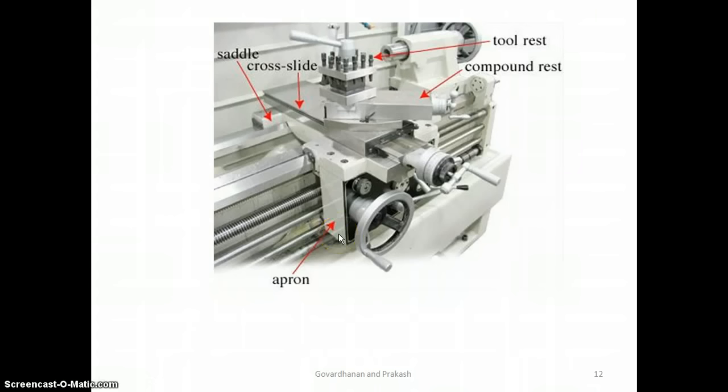Also, there are units such as cross slide, compound rest, and tool post, which are placed on the top of the carriage. The top portion of the carriage is called saddle. Above the saddle is cross slide. Above the cross slide is compound rest, and above the compound rest, tool post.